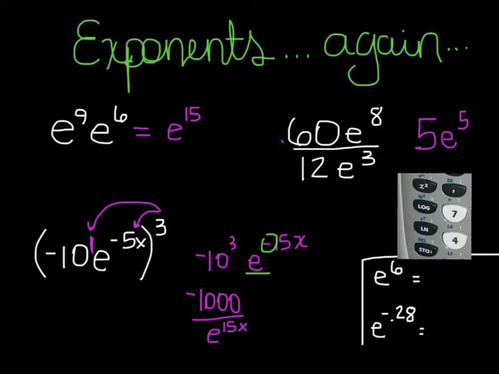And now let's just look at the calculator. If you look on your calculator right here above the ln button, you have e to the x. So you're just going to type in your calculator e. It'll automatically go up to the exponent. You type in the 6, and e to the 6th is 403.429. And over here, we're going to do that same button, get to the negative 0.28, and e to the negative 0.28 is 0.756.